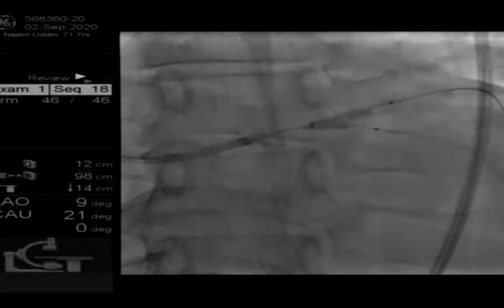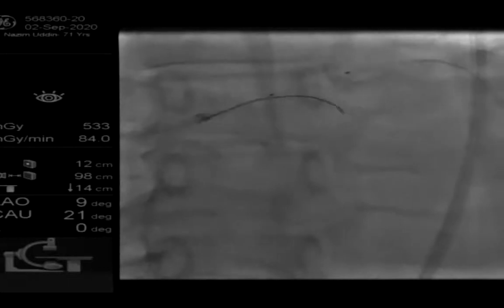Or is the pressure... We went up to 14. Both, okay. So now again, the LCX will be removed. Professor Badiuzzaman, the pacing is completed. Now, can I ask you one question? Sure. The LCX wire and balloon are both removed.